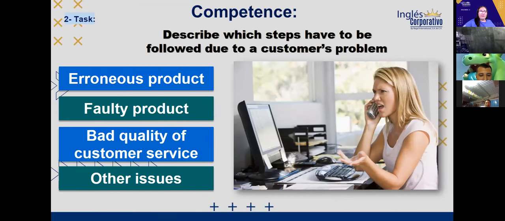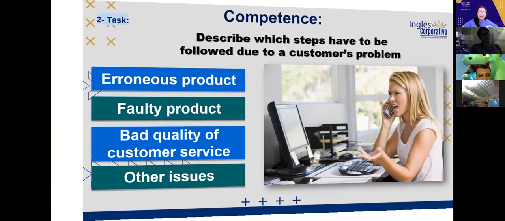Now describe which steps have to be followed due to the customer's problem. Okay. So erroneous products, faulty product, bad quality of customer service, and other issues. Okay? So usually, ¿cuáles serían los pasos a seguir? Imagínense que hay un erroneous product, que alguien solicitó, qué sé yo, a computer con ciertas especificaciones, pero le llegó otra computer con otras especificaciones, like a different type of memory, different type of processor, another one, right? So a different computer. So that would be an erroneous product. ¿Cuáles serían los pasos a seguir? According to this.